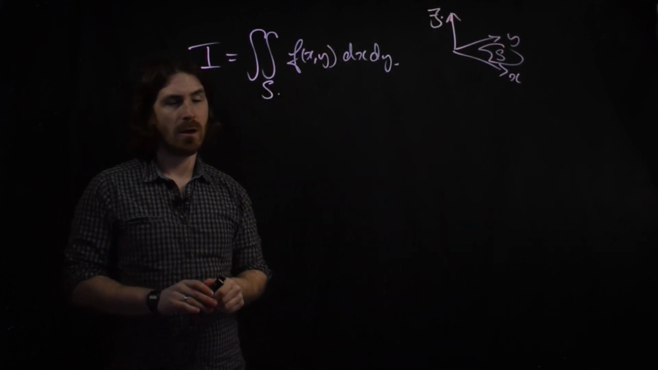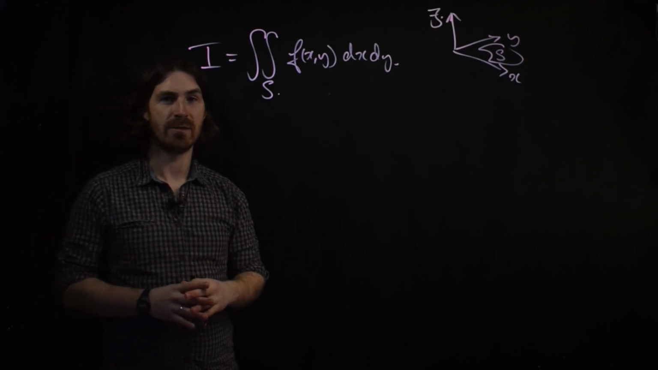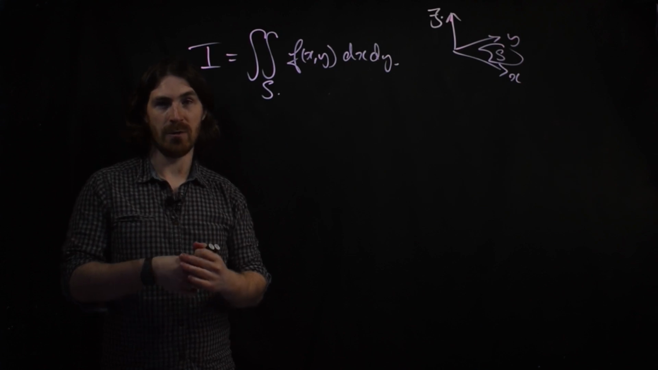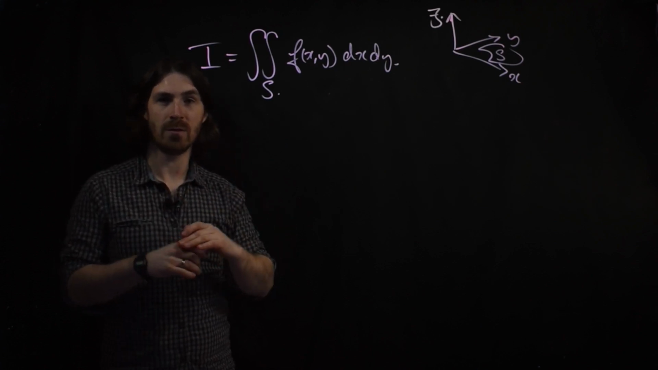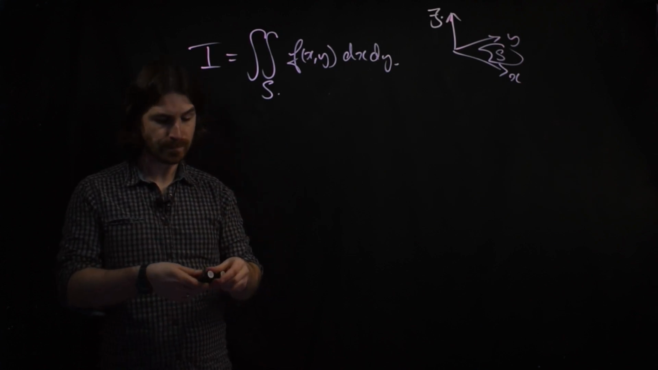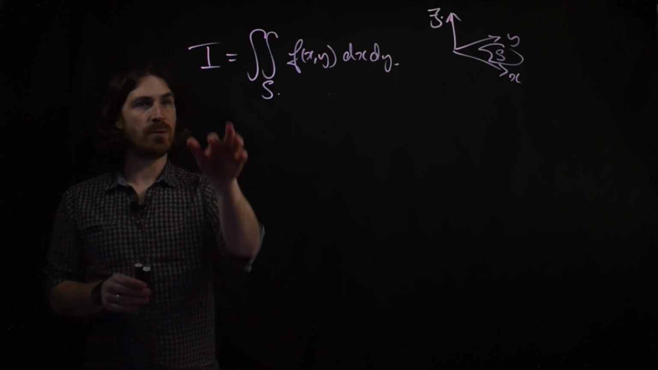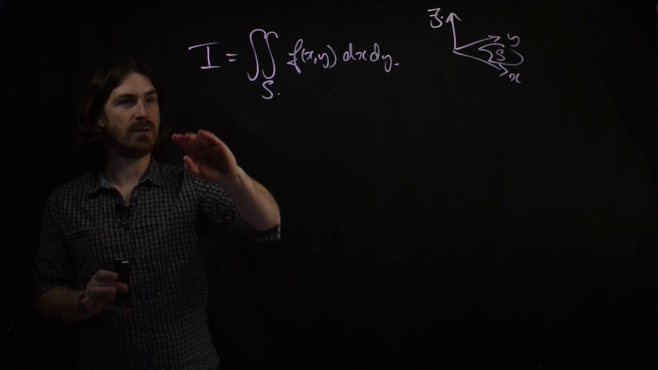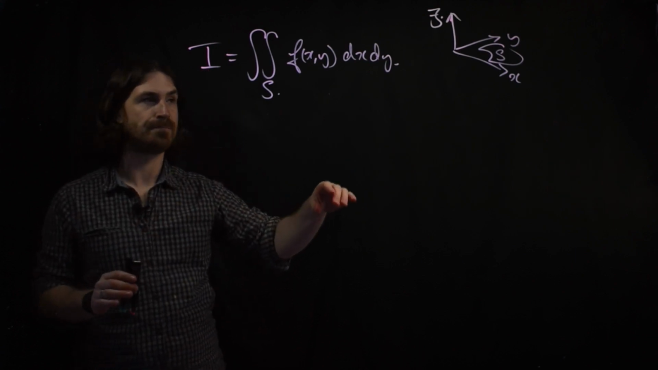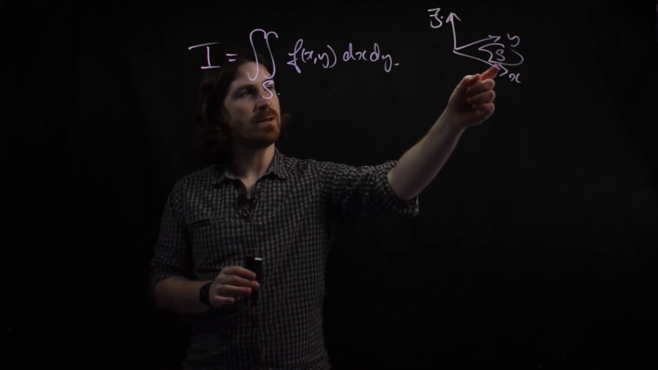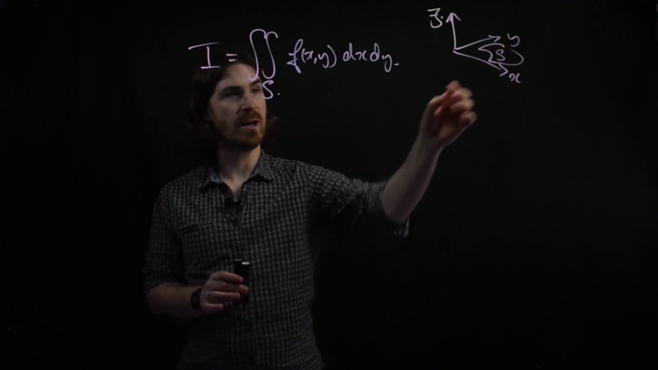All right, how do you calculate the area of a circle? Or how about the volume of a hemisphere or the volume of a sphere? Well, let's think. We said before that this double integral I was the volume under a surface defined by xy coordinates that were in this region S.